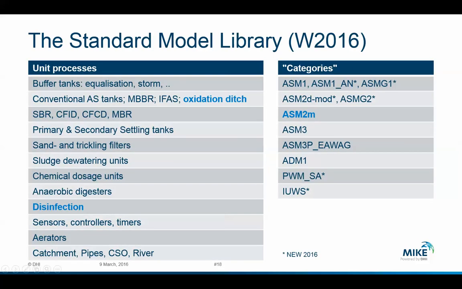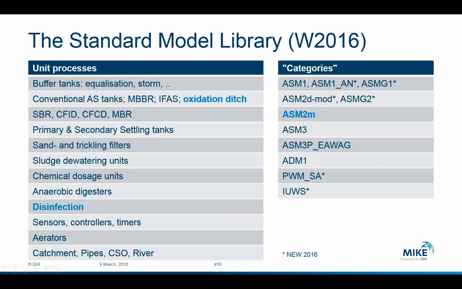This is an overview of the models available in the model library of WEST release 2016. You see a list of unit processes here on the left, and a list of what we call categories in the scope of WEST, roughly corresponding to the ASM series of the International Water Association. You see that all the most common unit processes are present in the library, from buffer tanks, conventional activated sludge tanks, MBR, MBBRs, IFAS, and so on.